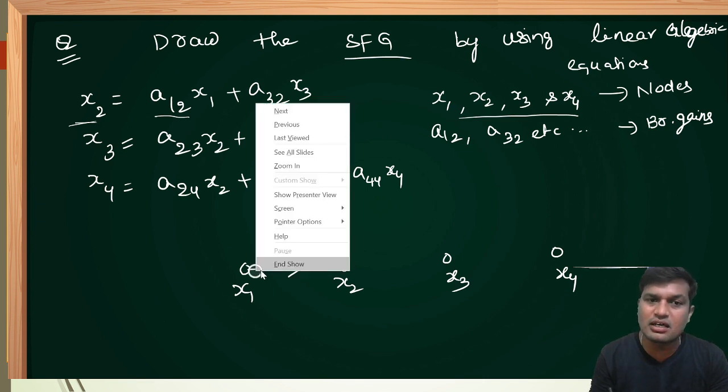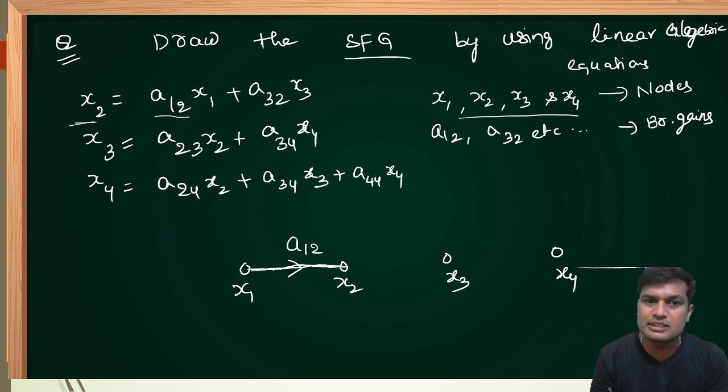This path gain is always only in one direction. Therefore, we can also call it unidirectional. I am repeating once again: a12 is called path gain, also called transmittance. It is always only in one direction, therefore it is also said to be unidirectional. Now, another one to x2 from x3. What is the gain? a32. That means from x3 to x2, the branch gain is a32. This is always only in one direction, that is from x3 to x2.